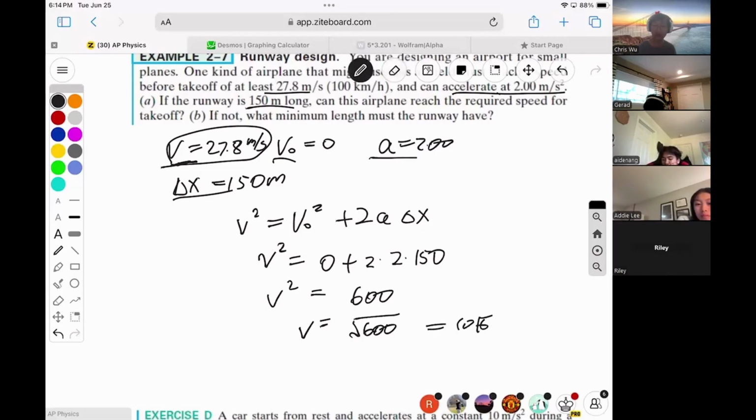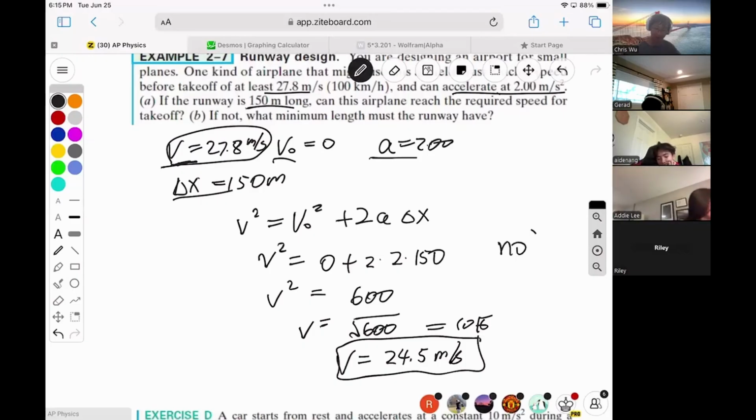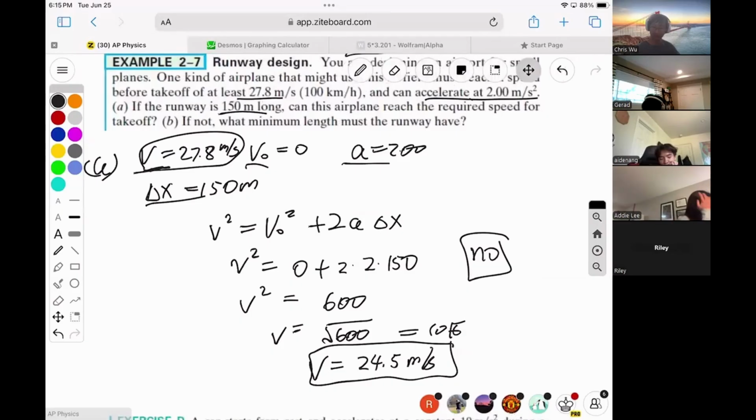So that's 10 root 6. What's 10 root 6? Let me just do 600 and then square root that. And V is equal to 24.5 meters per second. Is it enough? No, it is not enough for part A, because this is less than the required speed.